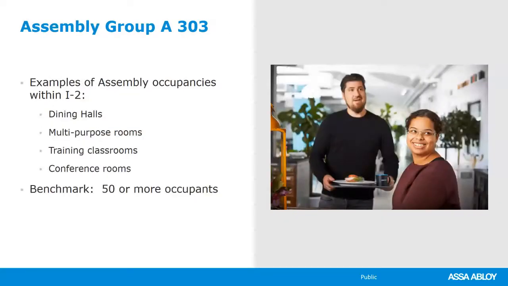There can be some assembly within an I2 hospital. Whenever you've got a dining hall or multi-purpose room, training classrooms or conference rooms, and the key benchmark is 50 or more occupants. If you've got a training classroom that can hold 50 people, that now makes that section of the hospital assembly occupancy. And if you have the same egress path, assembly occupancy will take priority over the institutional because it's more risk, it's a higher risk group, and your means of egress components, your hardware, is going to be much more restrictive.